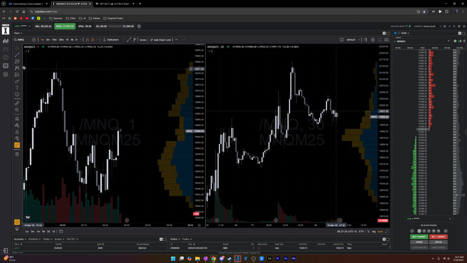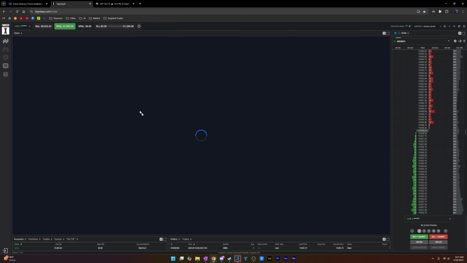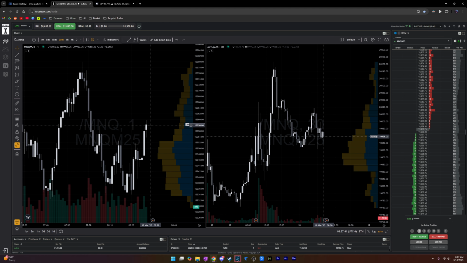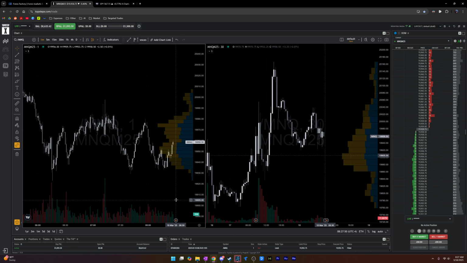Oh, my stop loss. So my daily loss limit is 1500, but with TopStep, you can automatically put your position risk and risk brackets. So the next trade I take, I'll show you what happens. Actually, I don't know if you noticed, but as soon as I took that trade, it automatically inputted a $33 TP, and there was a stop below. You just didn't see it because the chart was covering it.